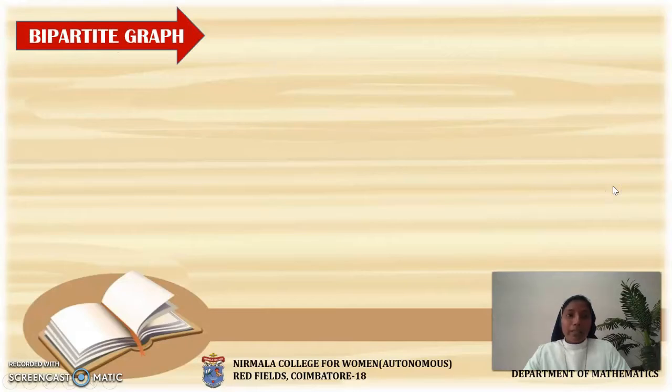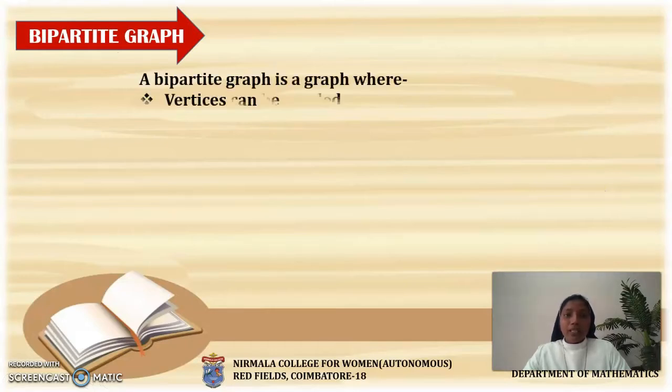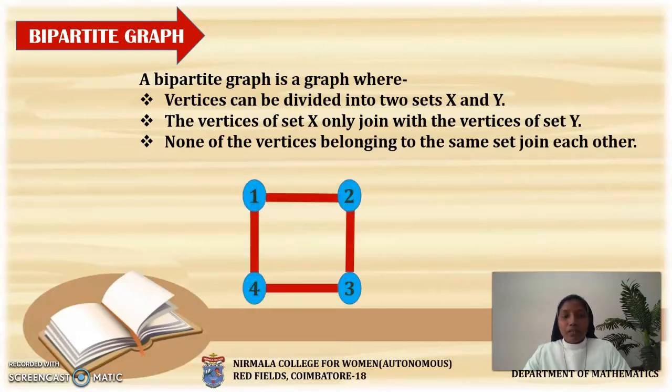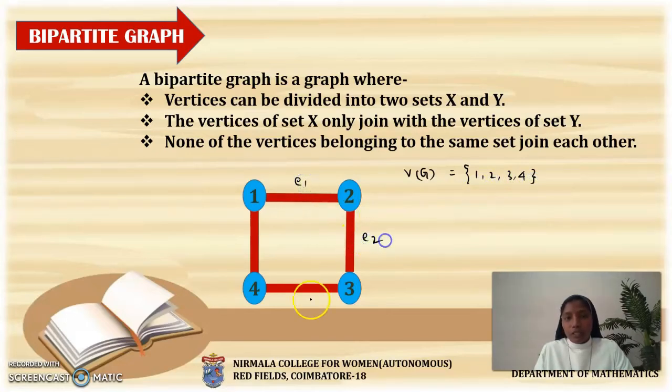Next, we define a bipartite graph. In a bipartite graph, the vertex set is partitioned into 2 subsets X and Y, such that the union of X and Y gives the whole set V, and the intersection of X and Y is empty. For an example, if we consider this square graph, here we have the vertex set V of G equal to 1, 2, 3, 4. Suppose we consider the edges to be E1, E2, E3 and E4.